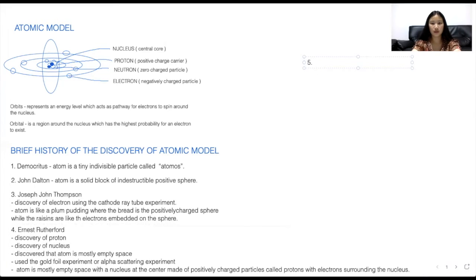So for the next person, we have Niels Bohr. Niels Bohr is the person behind the discovery of energy levels called orbits, quanta, shells, and the planetary model.